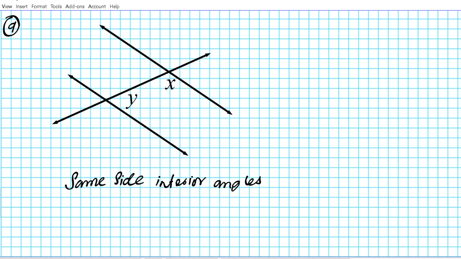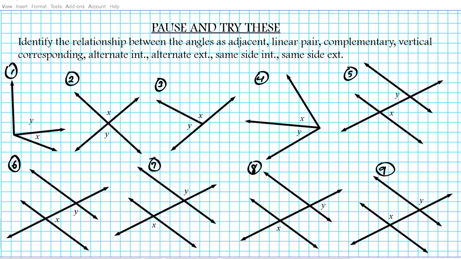All right, it's your turn to do some practice problems. At this time, we'd like you to try out these 9 problems. Instructions are the same as the sample problems we just did. You have to identify the relationship between the given angles, identifying them as adjacent, linear pair, complementary, vertical, corresponding, alternate interior, alternate exterior, same side interior, or same side exterior. Go ahead and pause this video presentation at this time and try out these 9 problems. When you're done, click on the playback button and we're going to show you what the correct answers are.